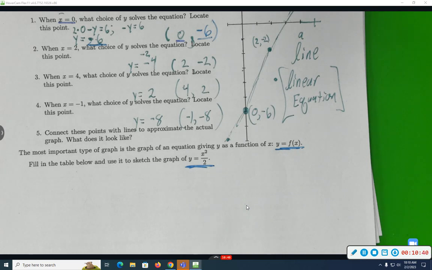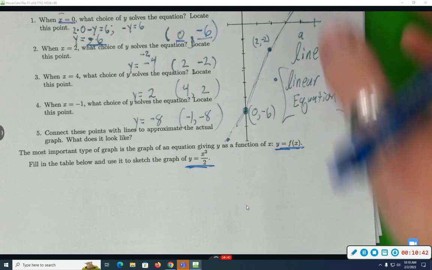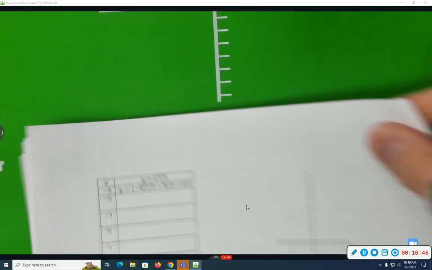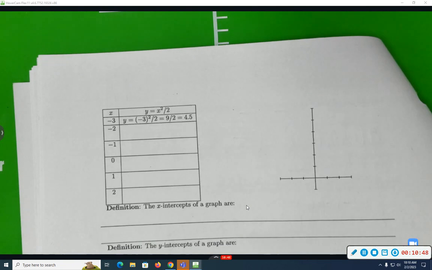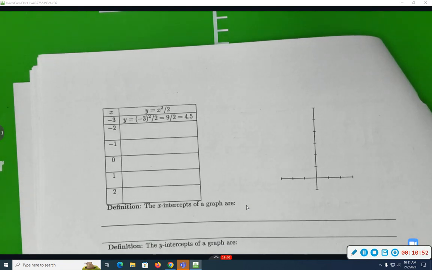And there's an awkward page break here. Happily, the next page has the relevant information. So let's try to sketch the graph of y equals x squared over 2, and let's do it by doing the same sort of thing. Plug in some x values, see what y values result from those x values. Happily, in this case, there's no solving to do. It's already solved, so it looks like y equals something that depends on x.